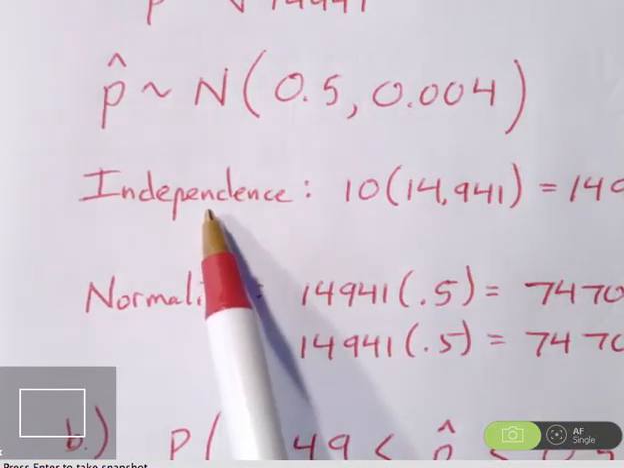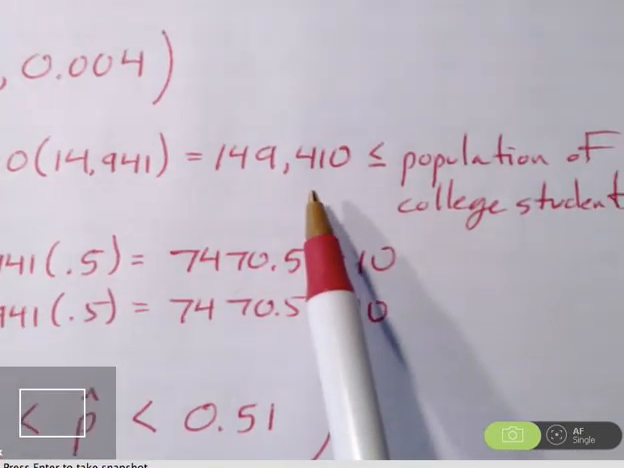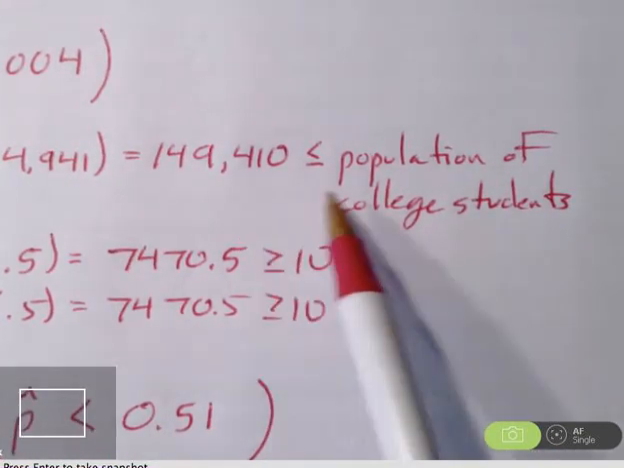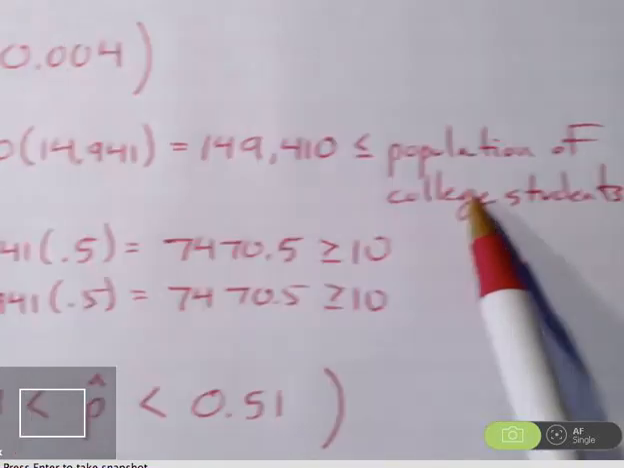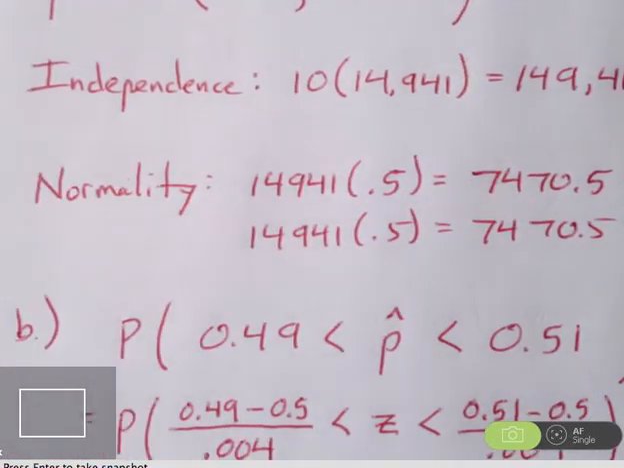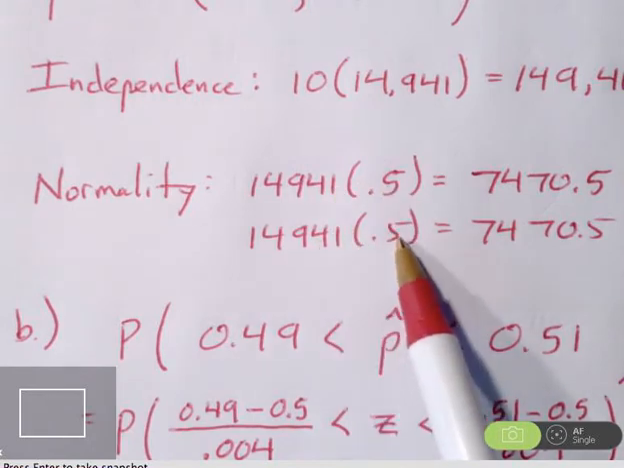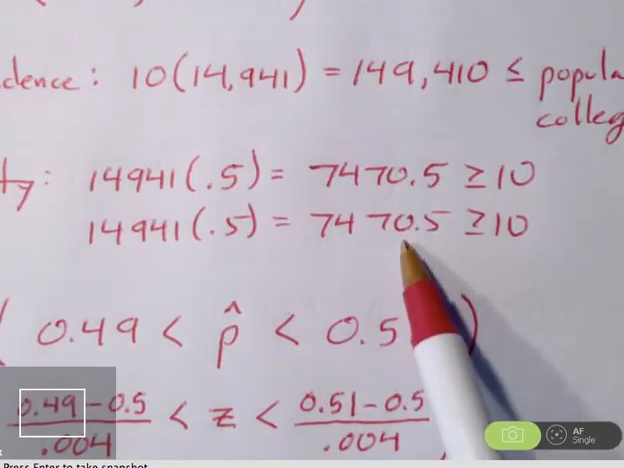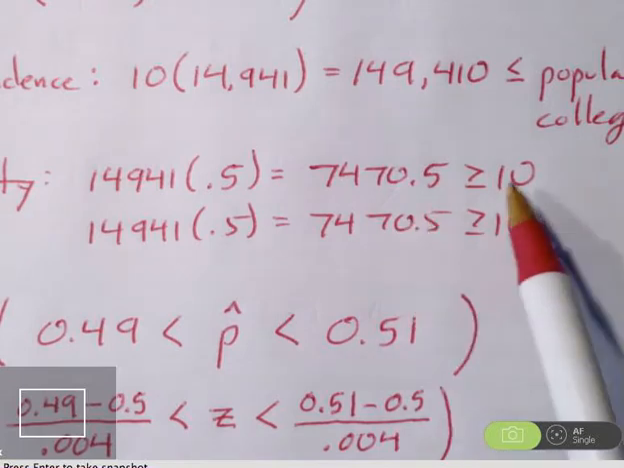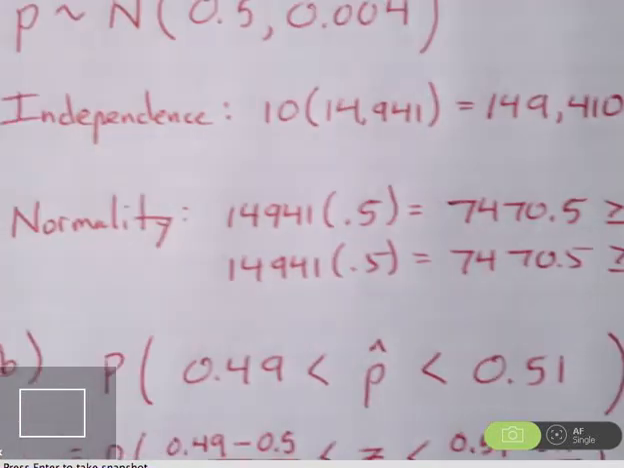The independence condition tells us that 10 times this very large sample size, that would be 149,410, should be less than or equal to the population of all college students, and that's true. For the normality condition, we take our very large sample size times p and our sample size times 1 minus p. In this case, both of those are the same. So we get very, very large expected counts of success and failure. Both are greater than or equal to 10 with no problem. So both the independence and normality conditions are satisfied.